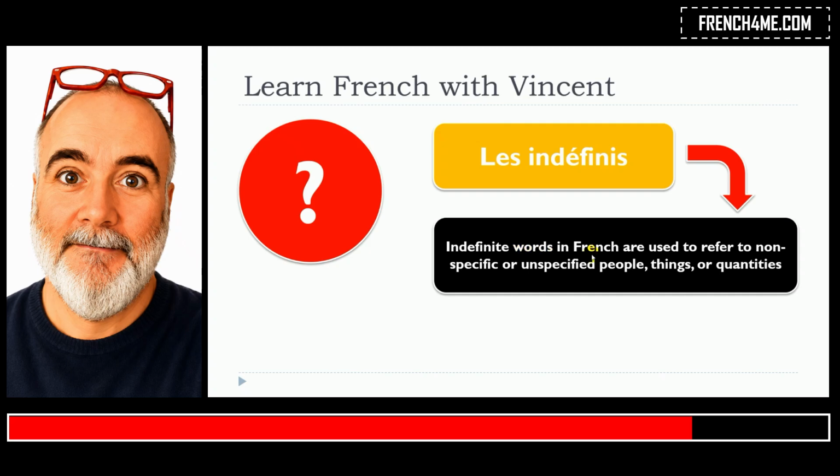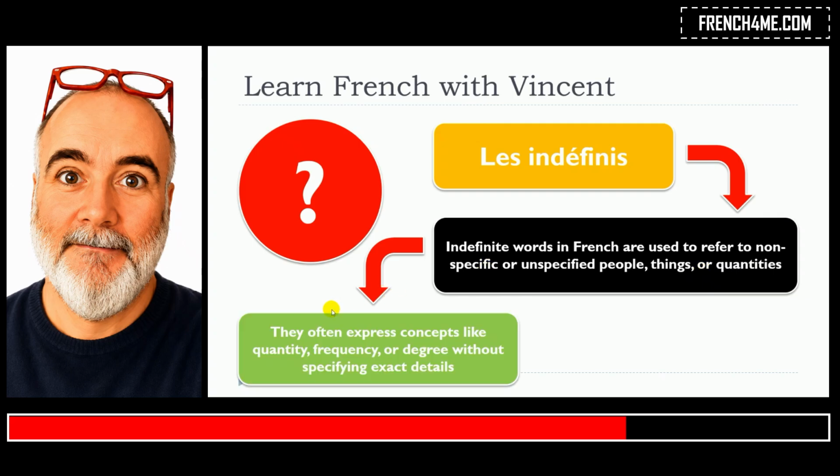Indefinite words in French are used to refer to non-specific or unspecified people, things, or quantities. This is the first point. Second point that is extremely important: they often express concepts like quantity, frequency, or degree without specifying exact details. And this is a key thing with les indéfinis. You don't specify exact details.